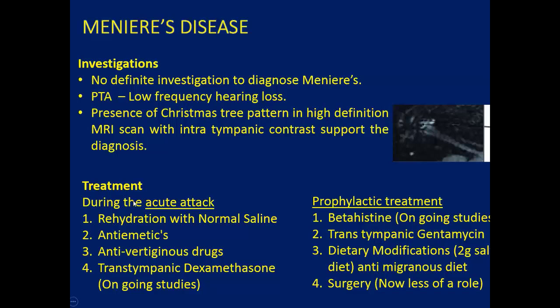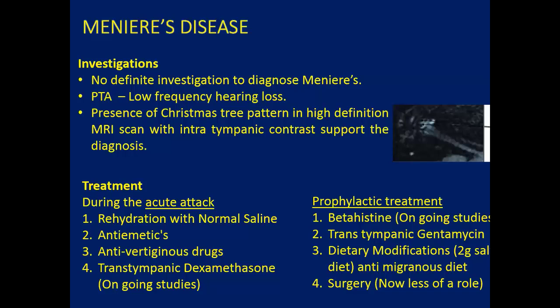So how do we treat? We have to divide the treatment into two groups. One is the acute attack, the other is prophylaxis. For the acute attack: rehydration with normal saline and antiemetics. When they come to the emergency department, if they are dehydrated, we have to rehydrate. We have to give something for vomiting, and antivertiginous drugs. Now remember, sometimes when we start antivertiginous drugs, the patient stays on that drug for years and years. So it's very important to give antivertiginous drugs for less than 1 week.